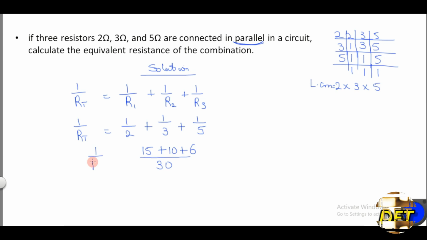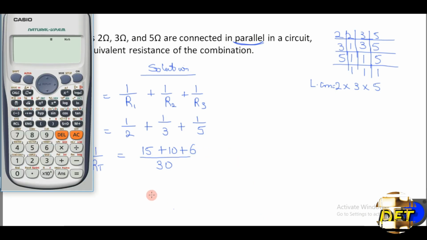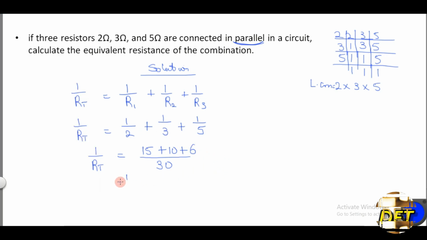So my 1 all over RT is equal to this. So 15 plus 10 plus 6, that will give us what? So I bring out my calculator and press that. 15 plus 10 plus 6, that will be equal to 31. So my 1 over RT will be equal to 31 over 30. So since I have 1 over RT is equal to 31 all over 30, the next thing I will do here is to cross multiply, right?